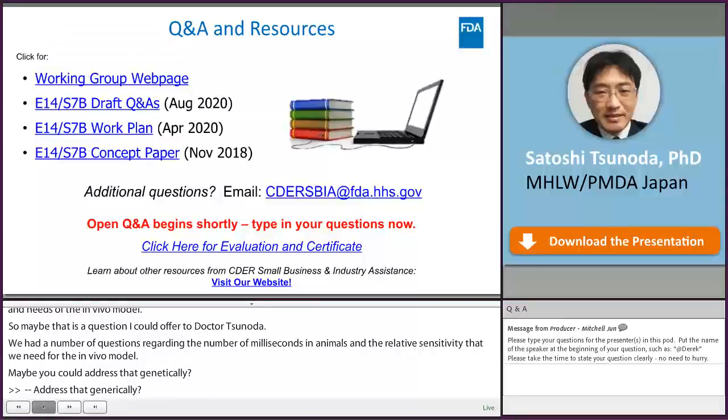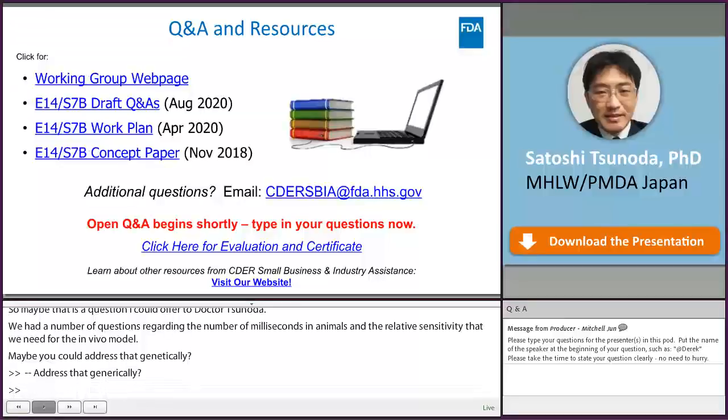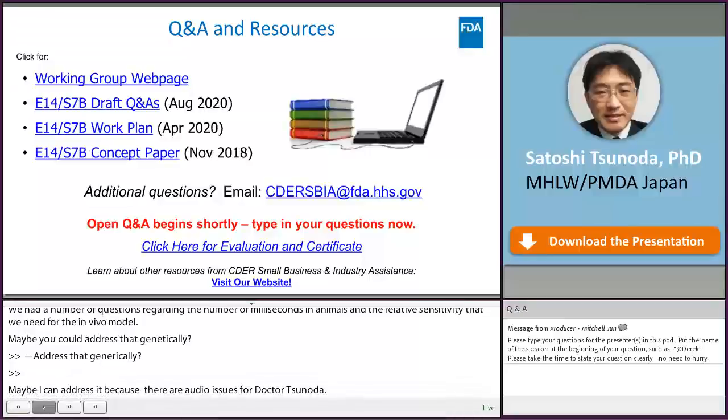Maybe I can answer. I could ask the question again, just in case there's some audio issues for Dr. Tsunoda. I'm looking to see if he's in the room. So Dr. Tsunoda, what kind of in vivo study is recommended when the non-clinical in vivo QT assay should be powered to detect an effect similar to dedicated QT studies in humans?